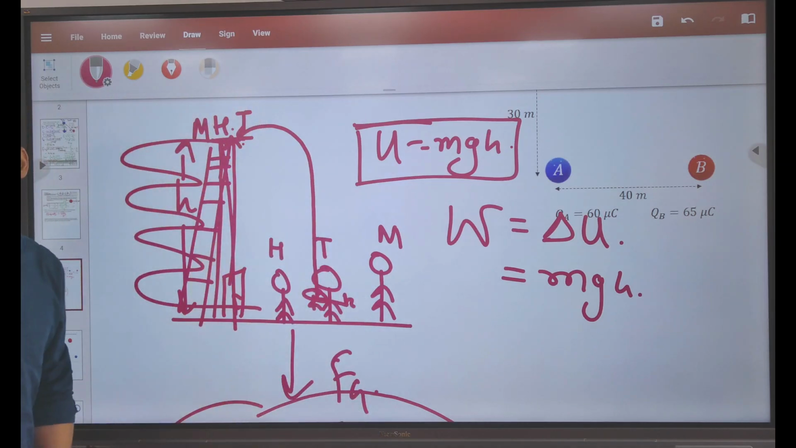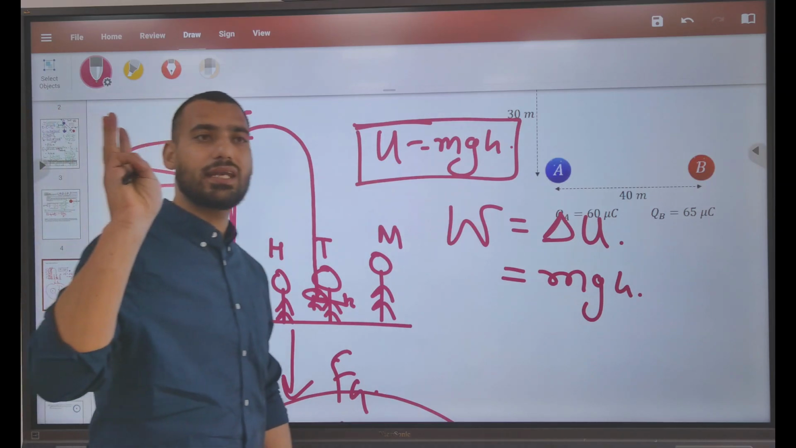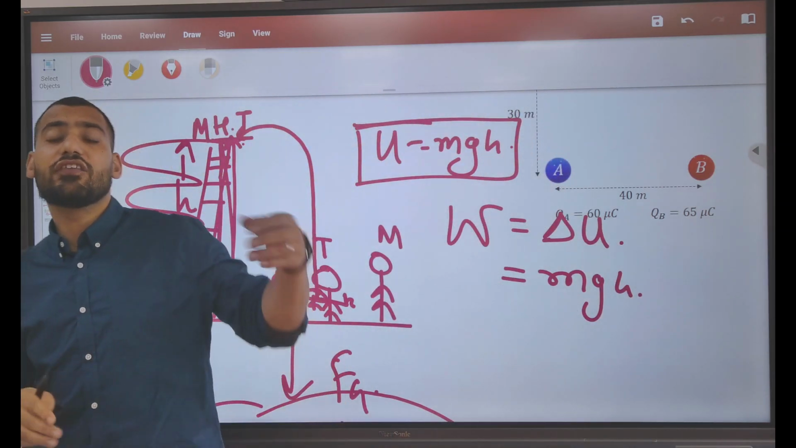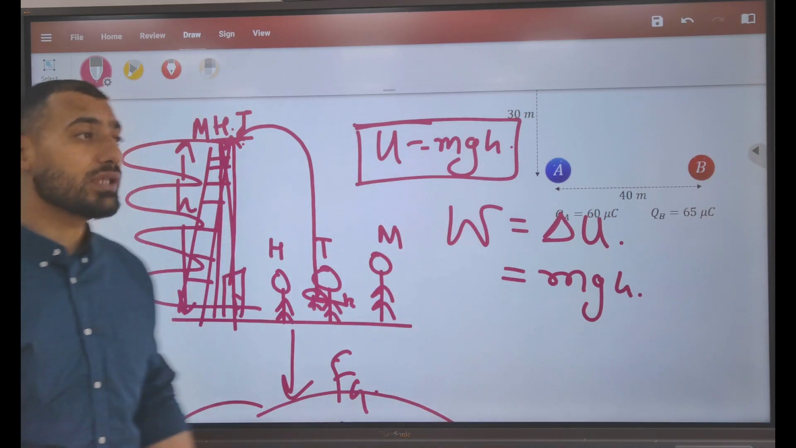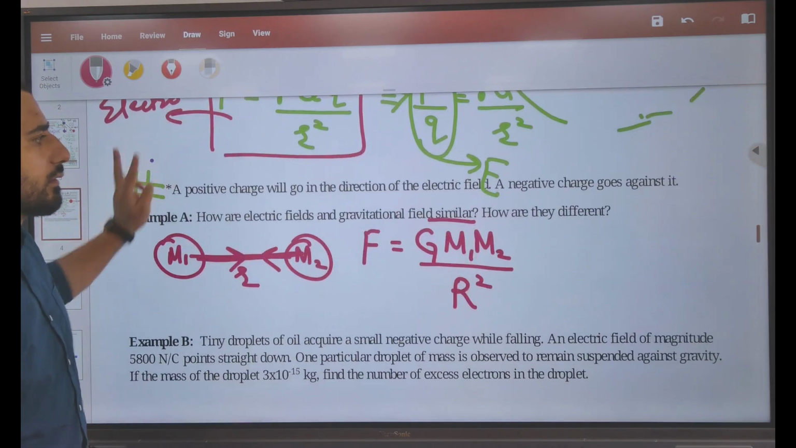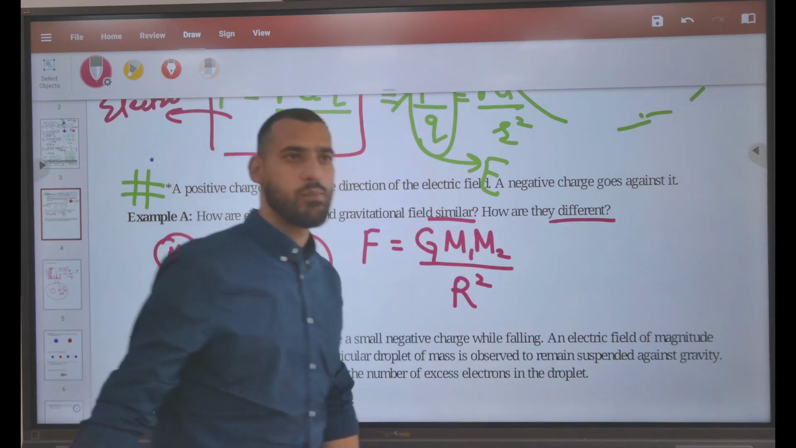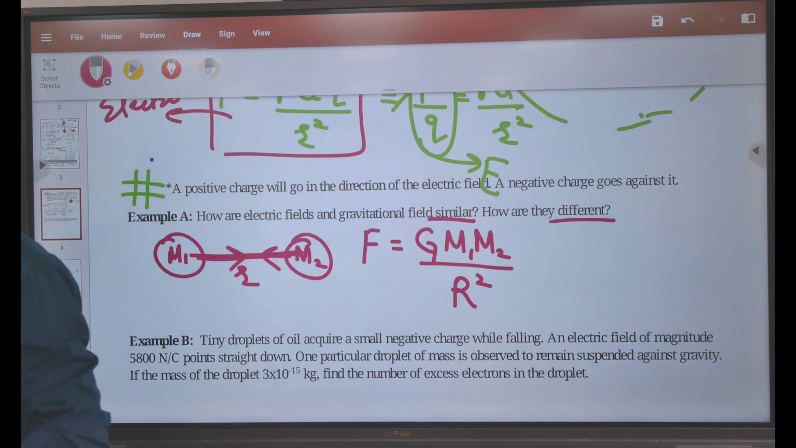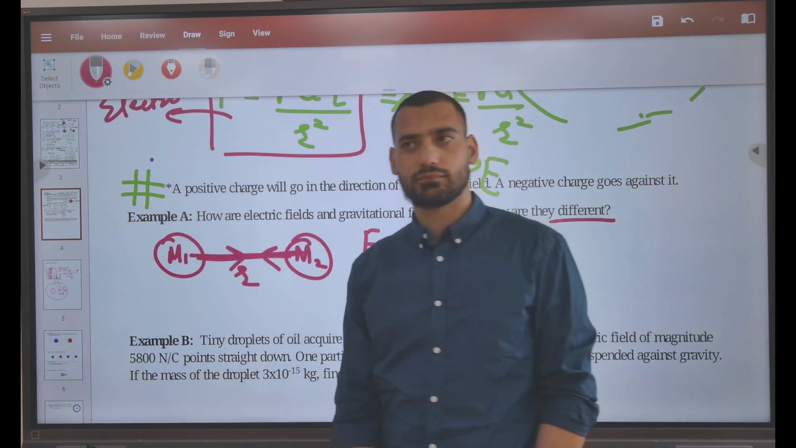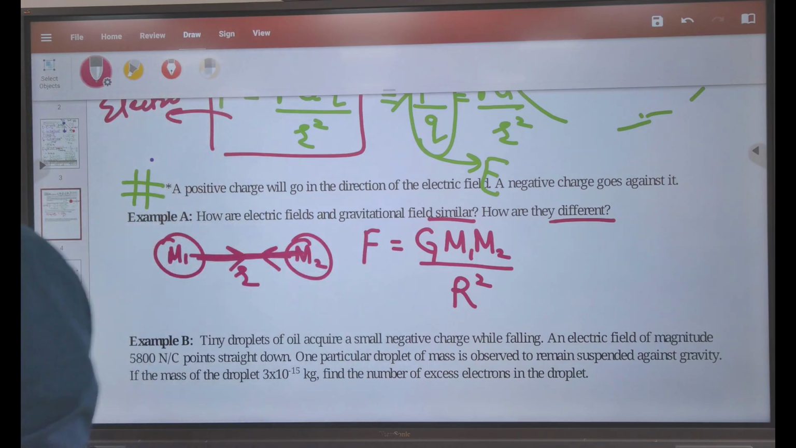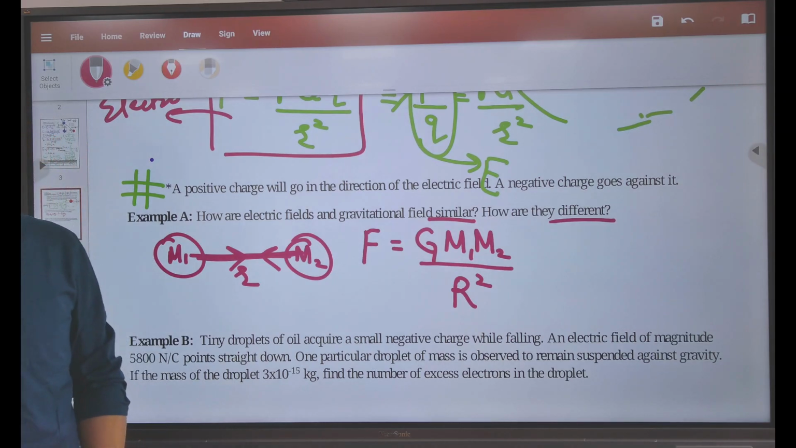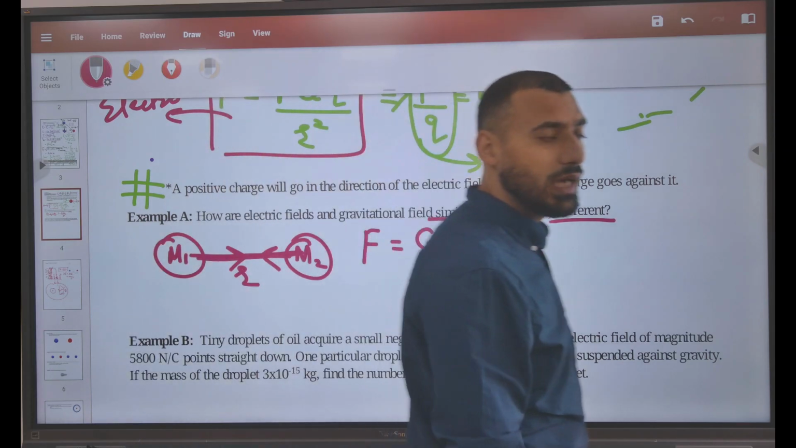Is it clear? So, are the 3 points of similarity clear to you guys? They are the similarity points, okay? Now, if I ask you, what is the difference? How do they differ? How are they different? They measure different things. We know that one is gravitation, another is electric. How are they different?